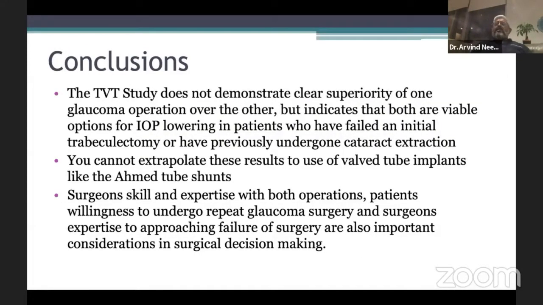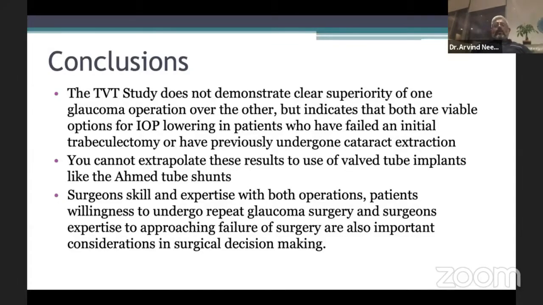So to conclude, the TVT study really does not demonstrate a clear superiority of one glaucoma surgery over the other, but really indicates that if you have a patient who has failed a trabeculectomy sitting in front of you in your office, you have two options. You can either choose to go the tube route or you could choose to go the trabeculectomy route. Your skill and expertise in dealing with these operations, as well as the patient's willingness to undergo repeat glaucoma surgery, will be an important factor in what procedure you are going to choose for that individual patient.